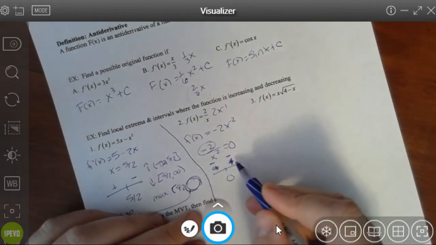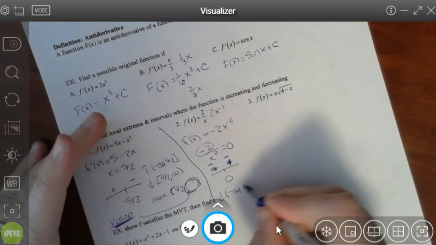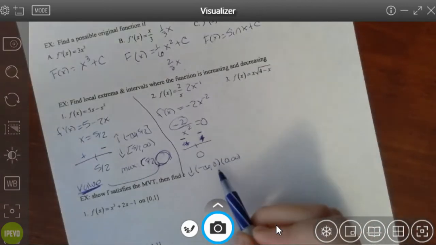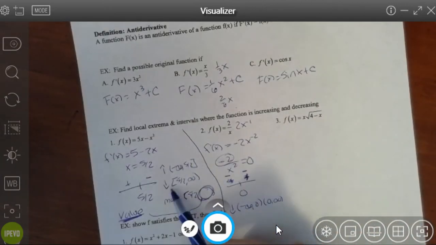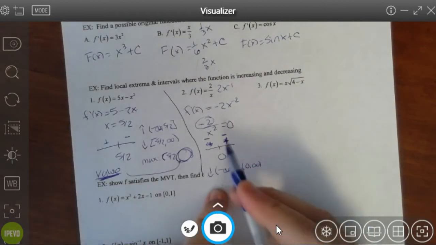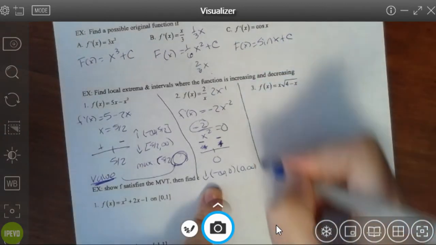So we would say it's decreasing on its domain, and its domain is negative infinity to 0 and 0 to infinity. Did you notice I use parentheses? That's because it's the domain. Over here we use brackets because it's actually defined at those points. It's not defined at 0. So it'd be increasing nowhere, and there's no extrema on this one.